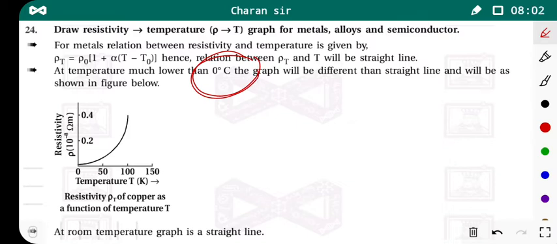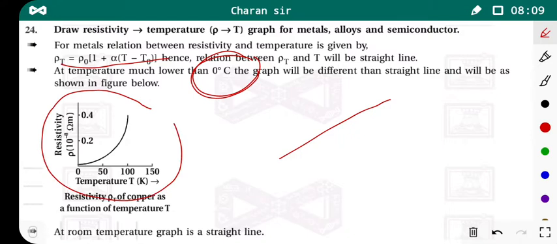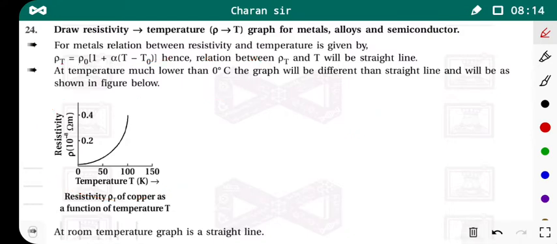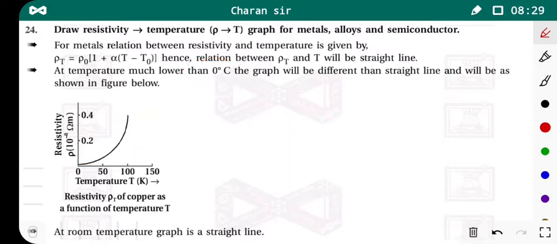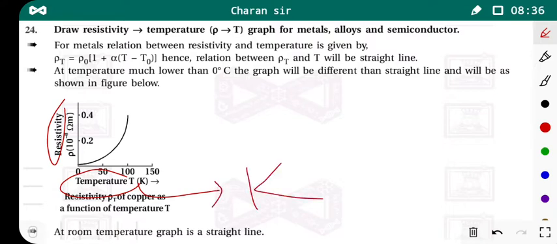But notice that at very low temperature, below 0 degree centigrade, the behavior of this graph is not a straight line but slightly deviated. This figure shows that in the temperature range below 0 degree Celsius, the graph between ρT versus temperature is not a straight line but slightly deviated. In this graph, the x-axis gives the temperature and the y-axis gives the resistivity, but notice that the temperature is given in Kelvin.